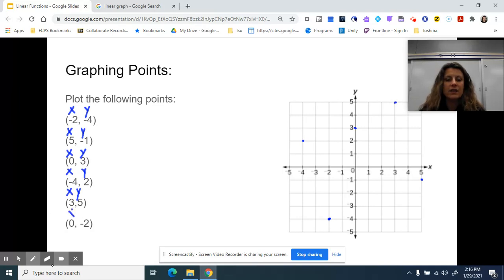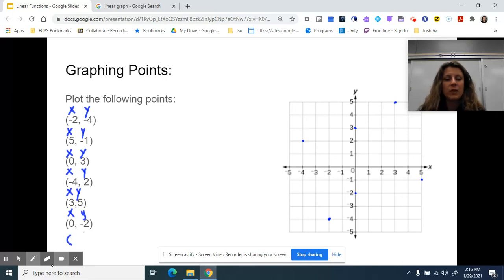And then the last one, 0, -2. So again, we're not going to move left or right at all. We're going to move down 2 units. I just realized that I didn't pick one that had a y value of 0, so I'm going to add one more to this list.